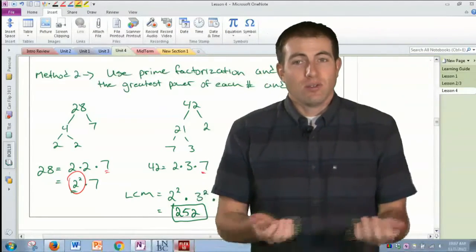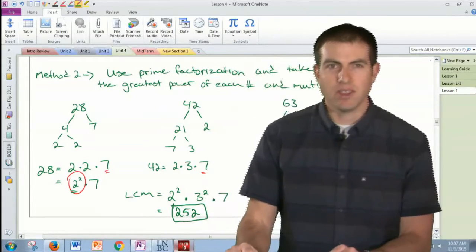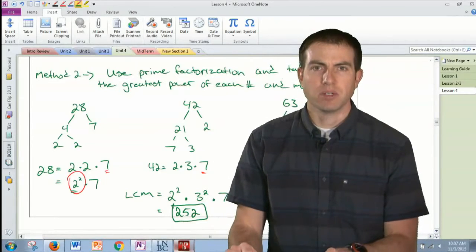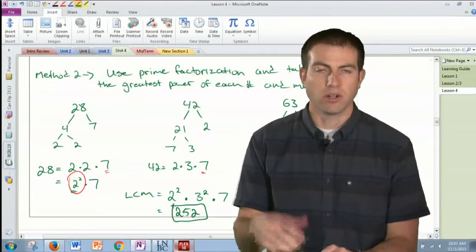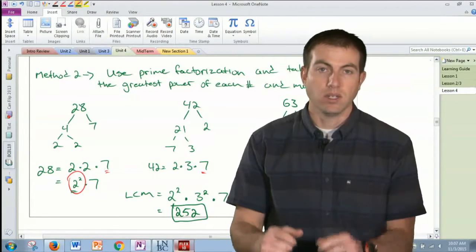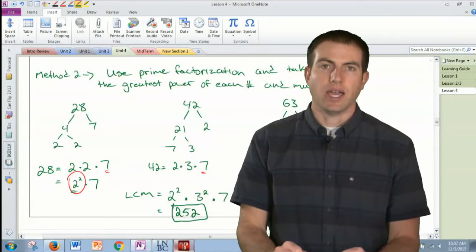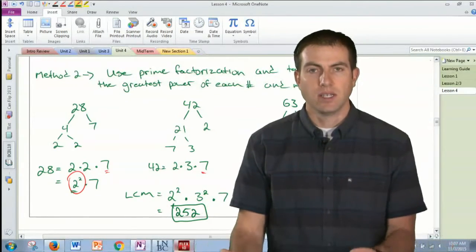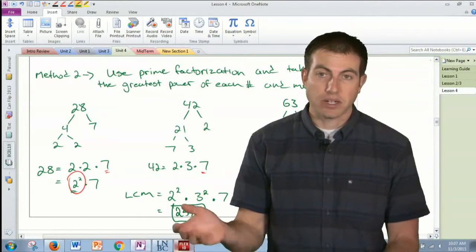So there's no right or wrong way to do this. I will tell you that method 1 is easier for smaller numbers, but when you get really big numbers, like find the least common multiple of 733, 421, and 5,000, the numbers get really big really fast, and it's a bit messier. The second method will always work, just factor trees and go from there.